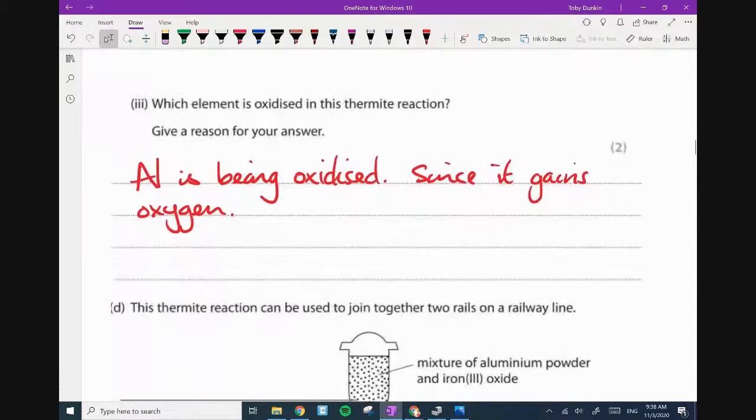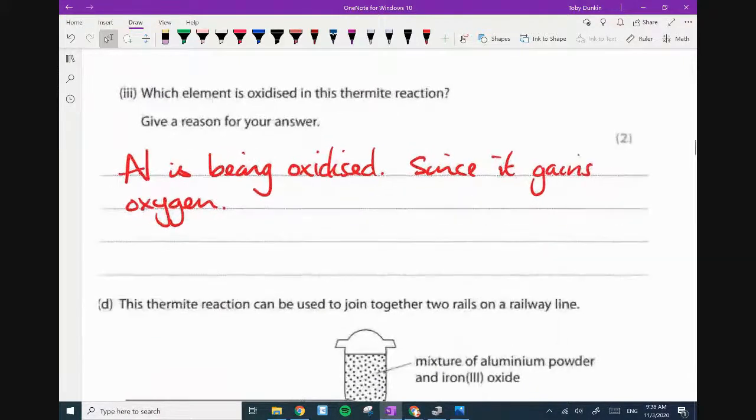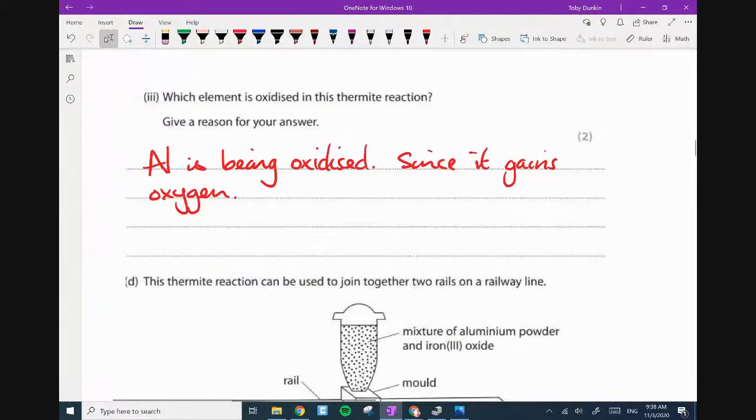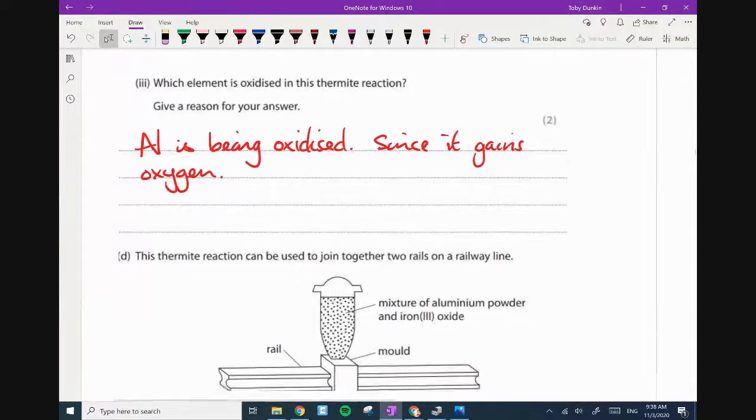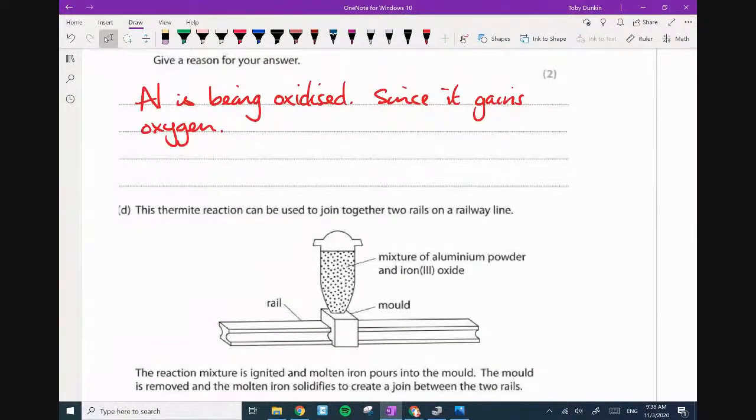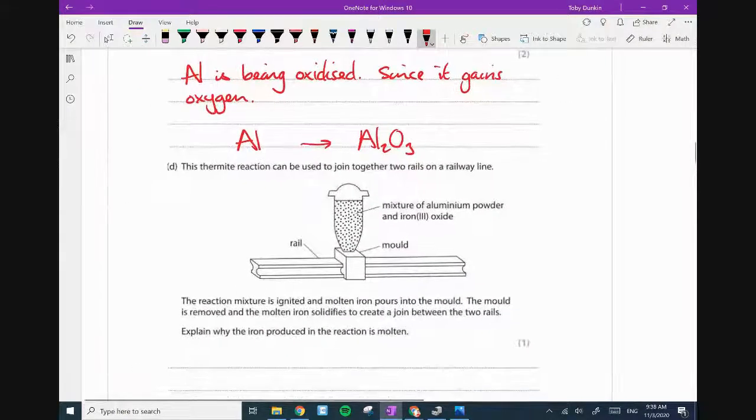So that's which element is oxidized. Aluminium is oxidized. The one being reduced, making aluminium oxide. Yes, since it gains oxygen. Yes, that's absolutely fine. Yeah, that's making aluminium oxide. That's totally fine, Ian. Yeah, the Al is becoming aluminium oxide, so it is gaining. Yes, totally fine, Ian.